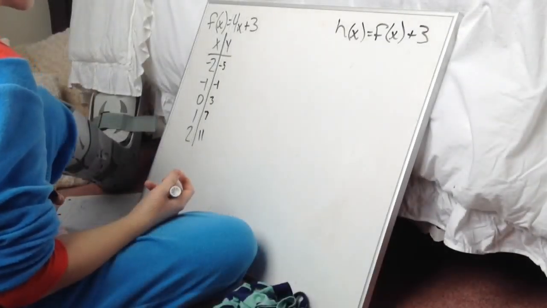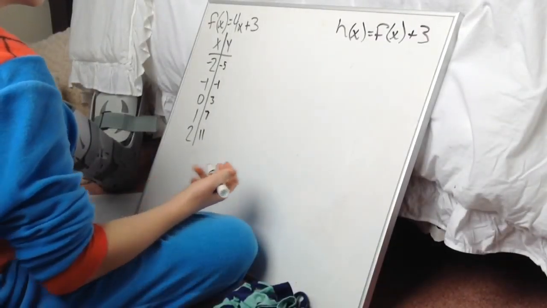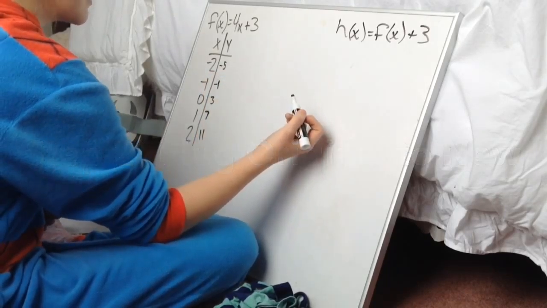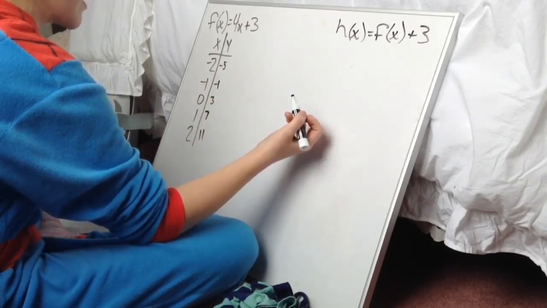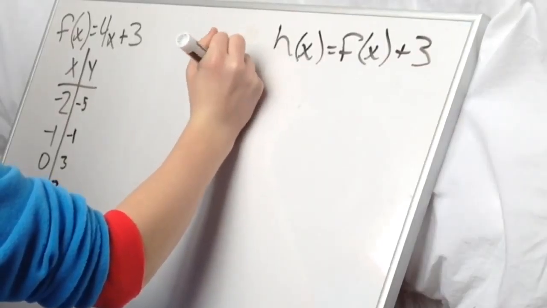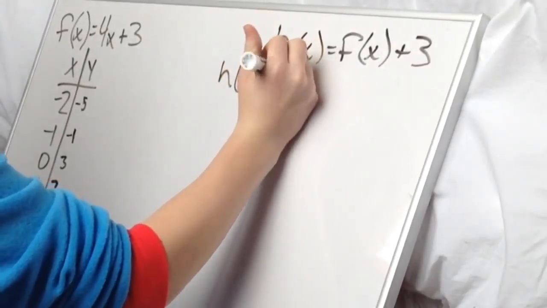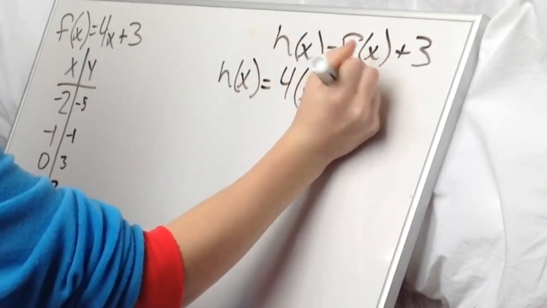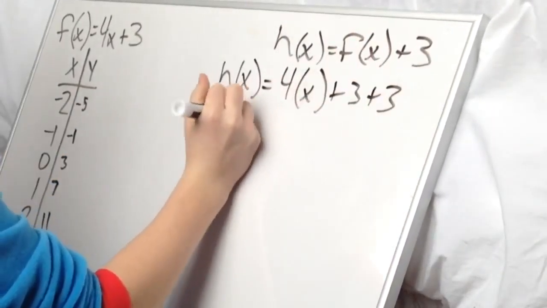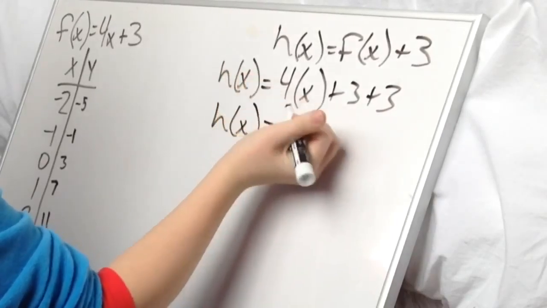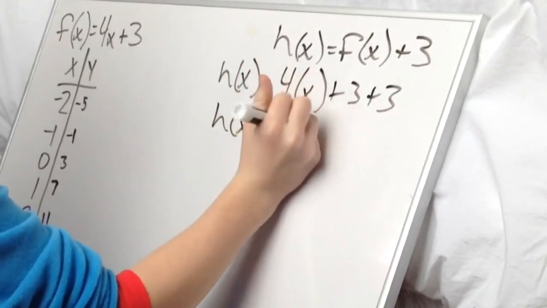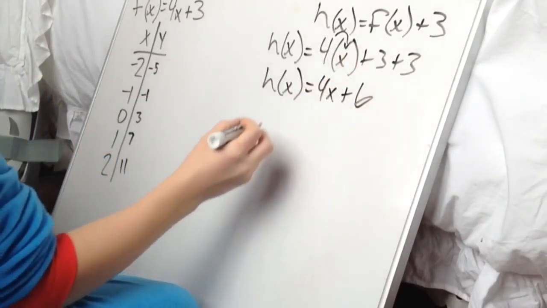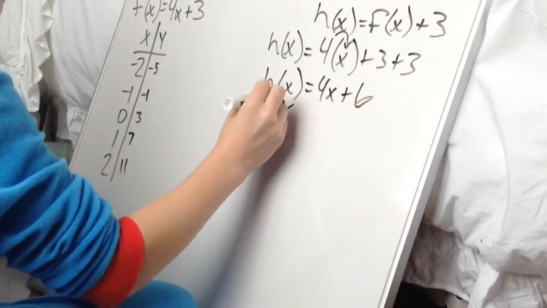So now that you've completed your xy table, you can plug your original equation into the new one, which is h of x equals f of x plus 3. H of x equals 4 times x plus 3, plus 3. H of x equals 4x plus 6 is your new equation, and then you draw another xy table.